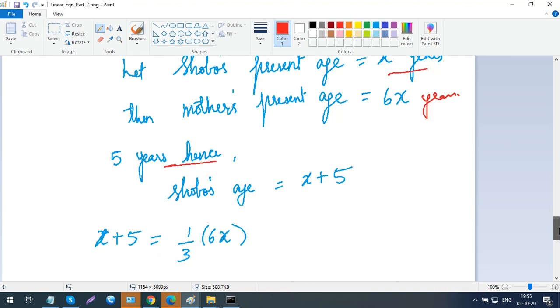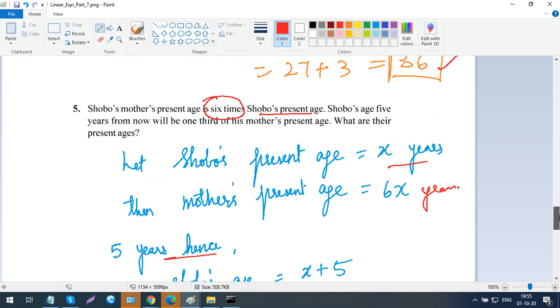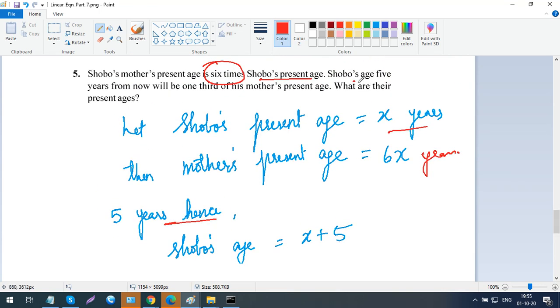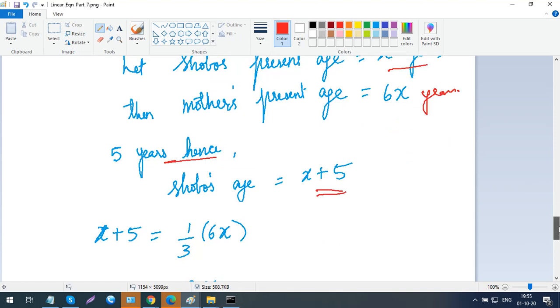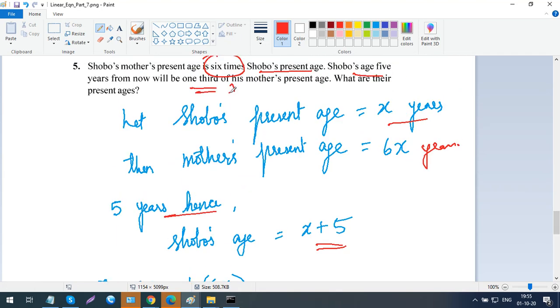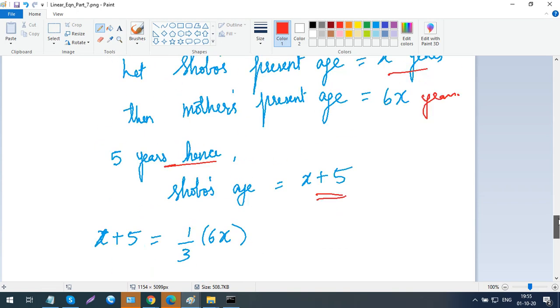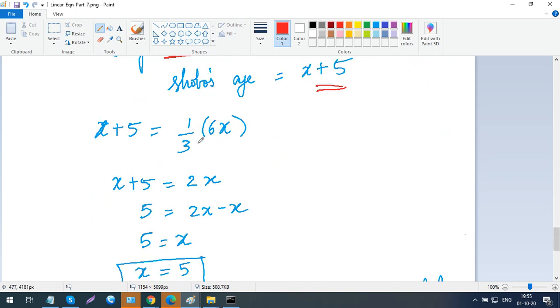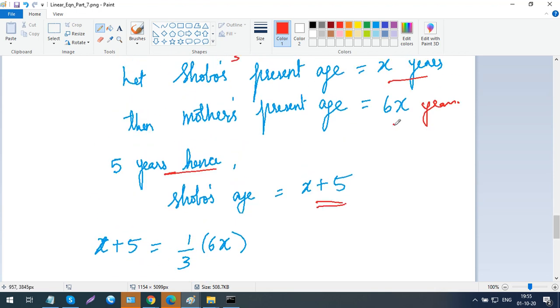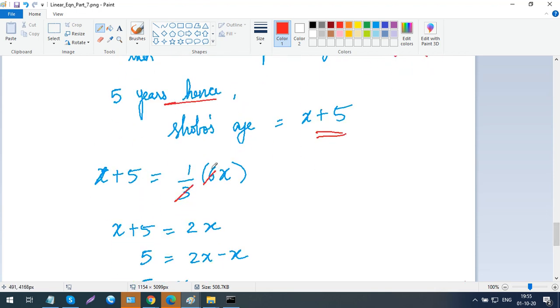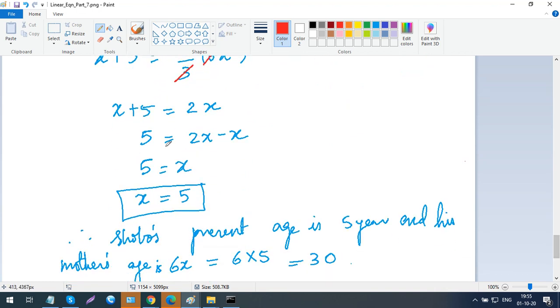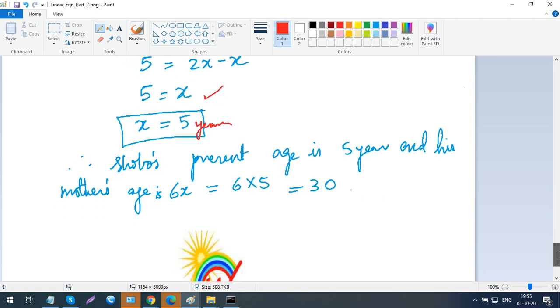Now 5 years from now, Shobo's age is going to be x plus 5, obviously, and we don't need mother's age after 5 years. They are saying Shobo's age 5 years from now, so x plus 5 is equal to 1/3 of his mother's present age. So 1/3 times mother's present age, which is 6x. This is the present age we have written. So 3 2s are 6. So you get x plus 5 is equal to 2x, or 5 is equal to 2x minus x, or x is equal to 5 years. So Shobo's present age is 5 years and his mother's present age is 6 into 5, which is 30.